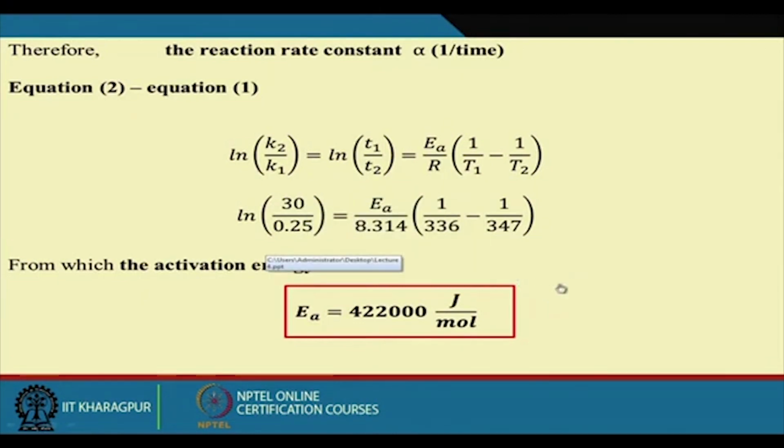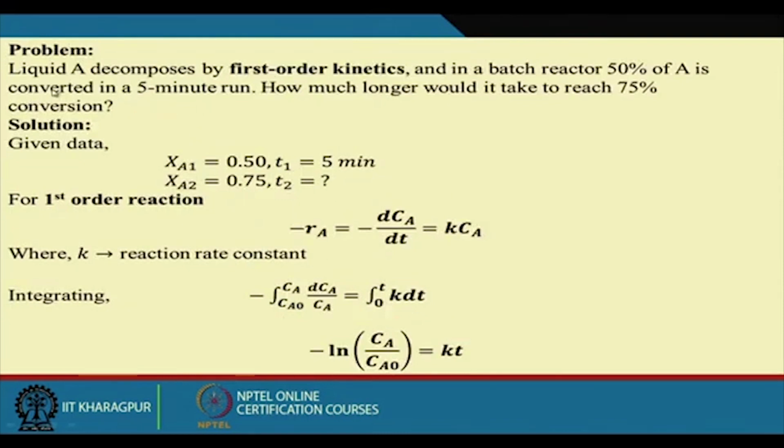at different temperatures. The next problem that I have: the liquid A decomposes by first order kinetics in a batch reaction. 50% of A is converted at 5 minutes run. How much longer would it take to reach 75% conversion?